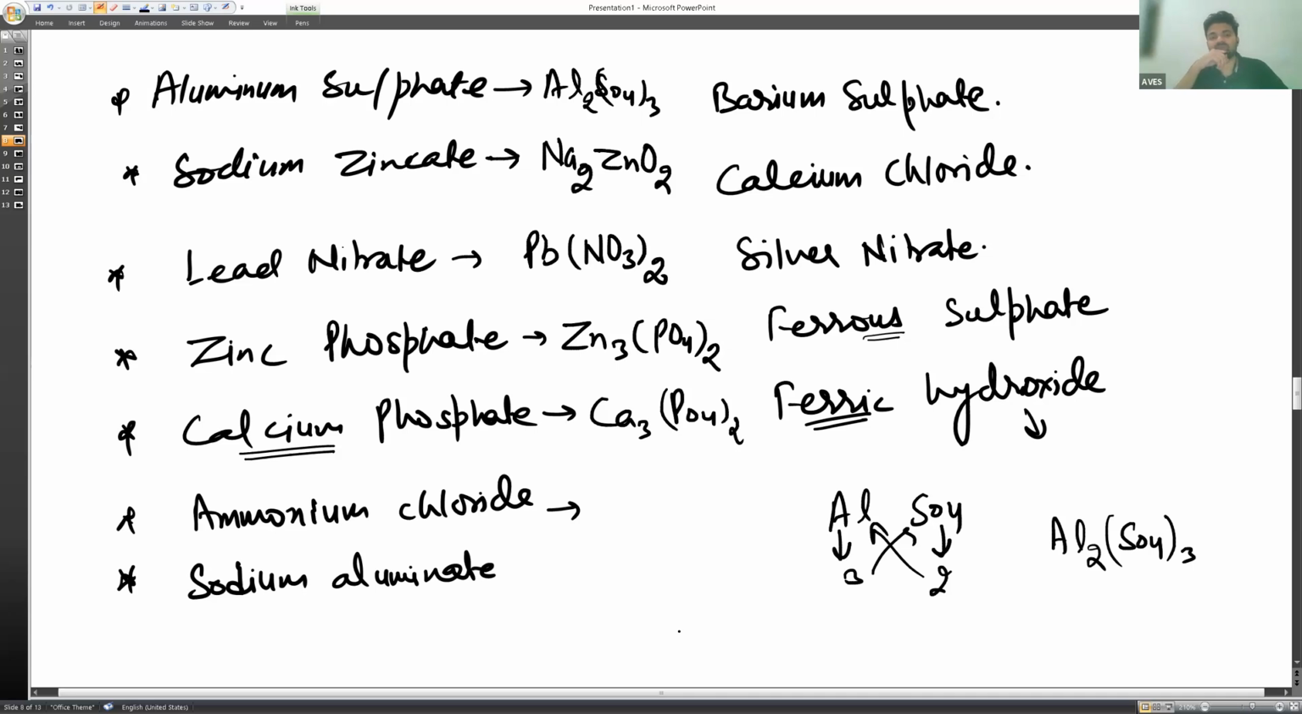Okay. Aluminium chloride. Garvin, what is the formula for the aluminium chloride? Formula for ammonium chloride. So it is ammonium. It is NH4Cl. Very good. Both have one valency. Ammonium has one valency and Cl has one valency. That will be NH4Cl. Okay. Sodium aluminate. NaCl.